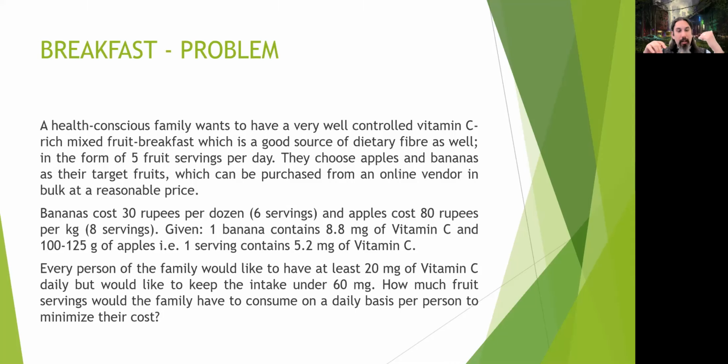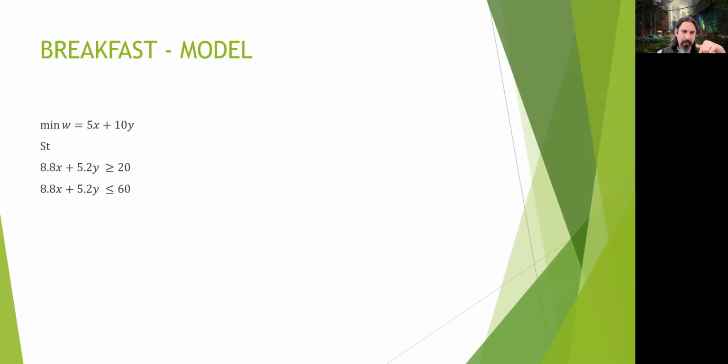And we also know that we need to have at least 20 milligrams of vitamin C and at most 60 milligrams of vitamin C. So 8.8 times x plus 5.2 times y. 8.8 is for the banana, 5.2 is for the apple. This should be greater than 20 and less than 60. So this is how we're going to model this one. I know that it's not that easy to model it in your head, but if you keep writing them down, you can model it easily enough. So this is the model we are trying to solve. It's a minimization model because we are trying to minimize our cost.